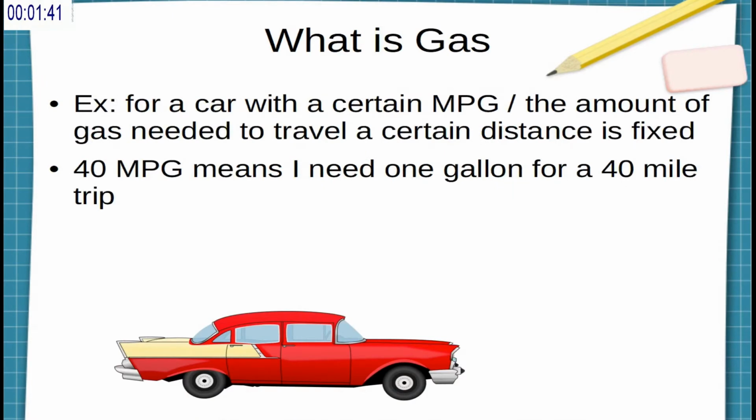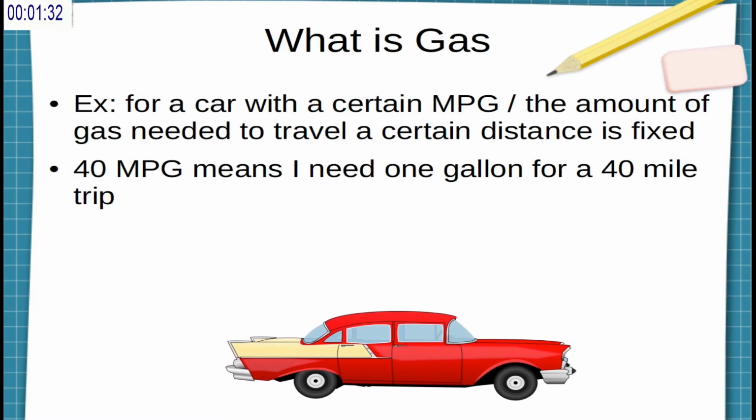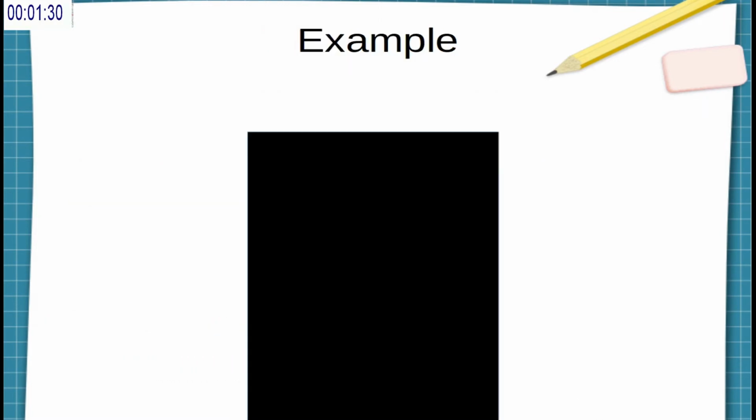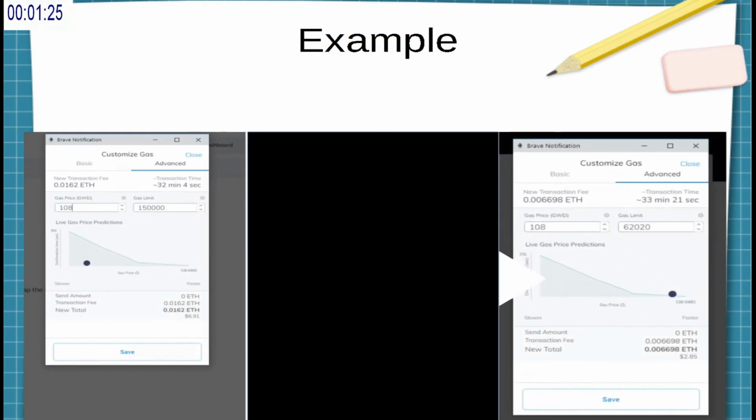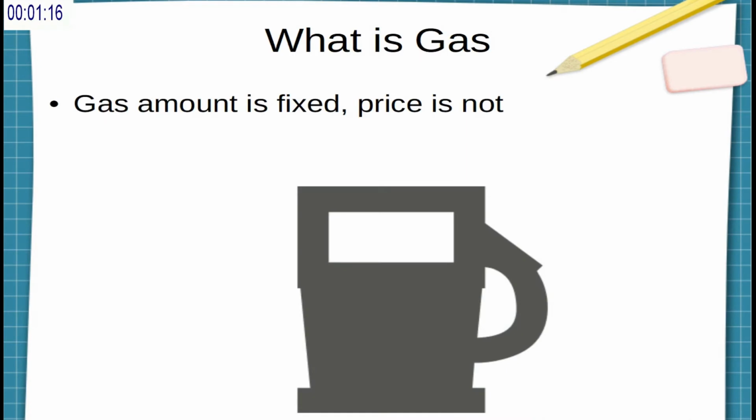So, for example, if I have a car that needs to travel 40 miles and it gets 40 miles per gallon, I know that I need to purchase 1 gallon worth of gasoline to complete my trip. And as you can see from this example here, different transactions on the Ethereum blockchain require different amounts of gas. The one on the left requires a larger amount than the one on the right, and consequently the price of the transaction is higher. Now, although the amount of gas for a transaction is fixed, the price is not, and it can go up or down just like the price of gasoline at a gas station.